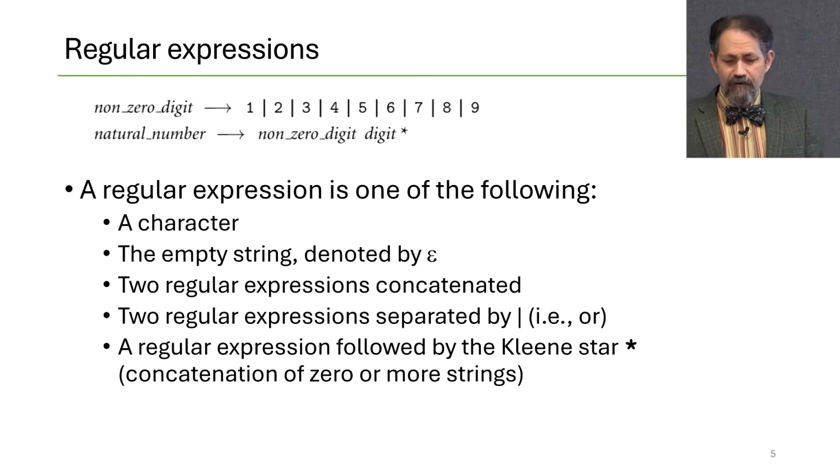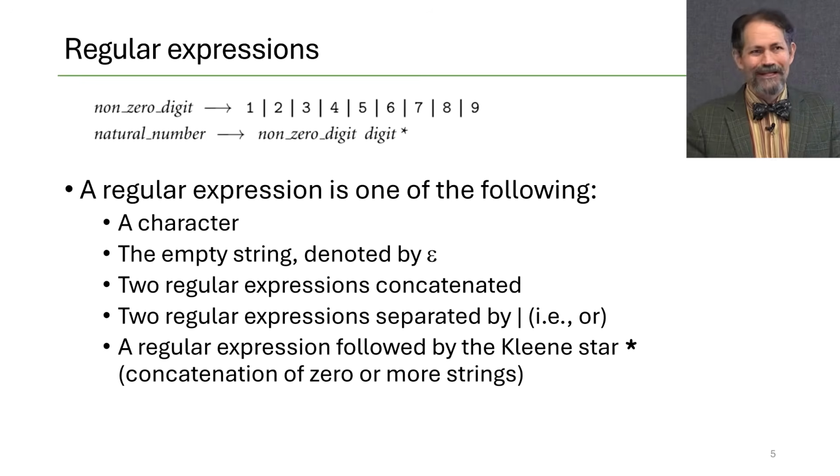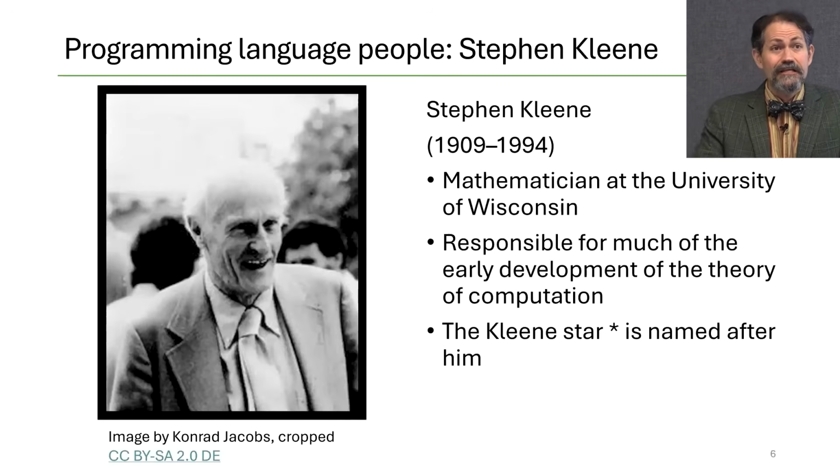Where does the name Kleene star come from? Well, that's one more of our programming language people. In this case, it's Stephen Kleene. He was a mathematician at the University of Wisconsin and was responsible for a lot of the early development of the theory of computation, including work on formal languages. And so the Kleene star, which we use in regular expressions, is named after him.